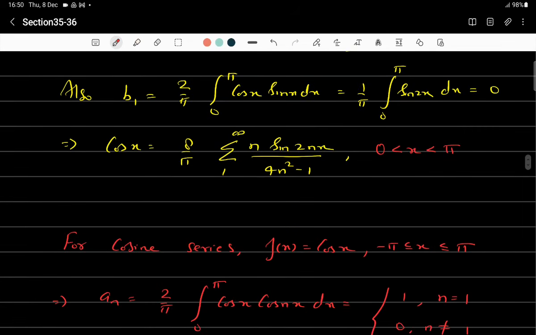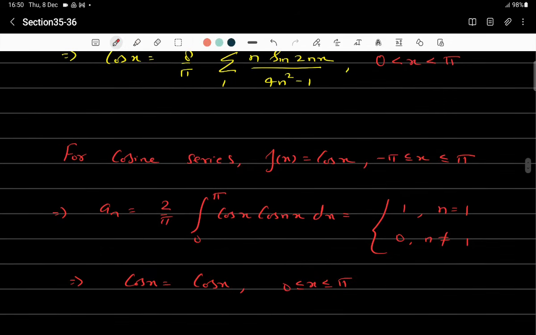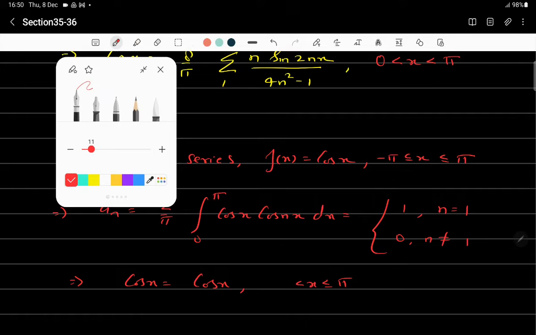So that's why I consider the open interval 0 to pi. Now for the cosine series, f of x is equal to cos x, it's already even, so I extend it over the interval minus pi to pi, and cos x itself is a cosine series, so therefore the cosine series of cos x is cos x itself. Here I should mention the interval minus pi.